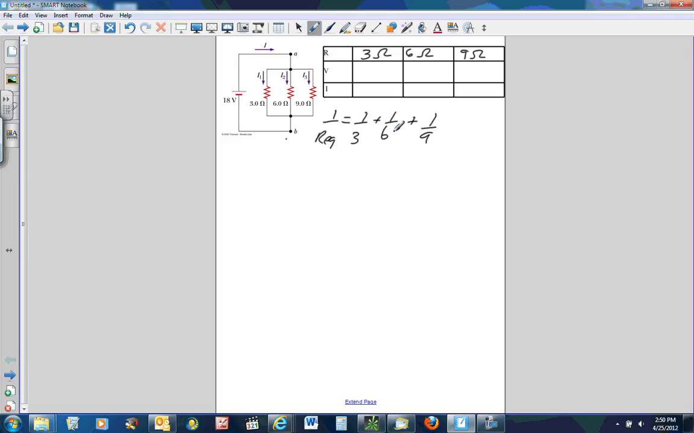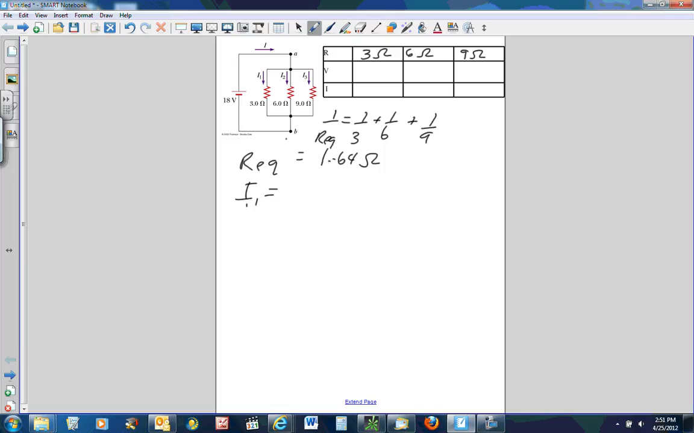I hit x to the negative 1, press enter, and I get Req equal to 1.64 ohms. And when you're doing parallel, the Req will always be smaller than the smallest. 1.64 is smaller than 3. So then I can find the total current.